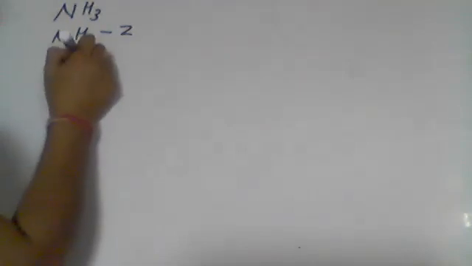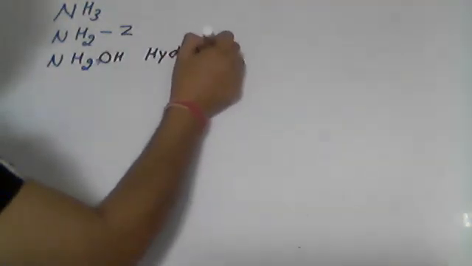Ammonia derivative. It is ammonia, NH3. When I say ammonia derivative, it means NH2 and Z. This Z means one of the H we are going to replace with different groups. Like if I replace Z with OH, we call this hydroxylamine.